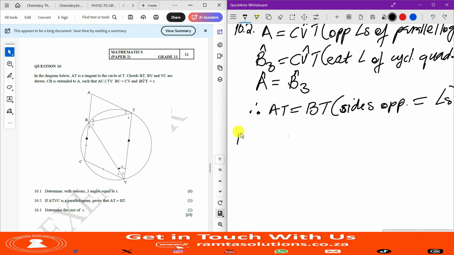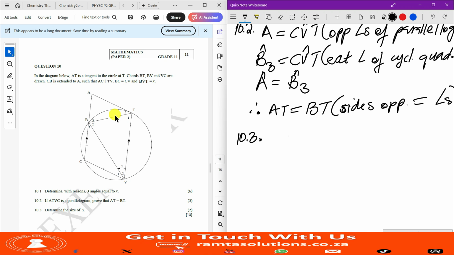Moving on, 10.3 says determine the size of x. So guys, I want you to note something here. I didn't use any x in 10.2. So I will need to find the size of x, right? So let me see what I know.